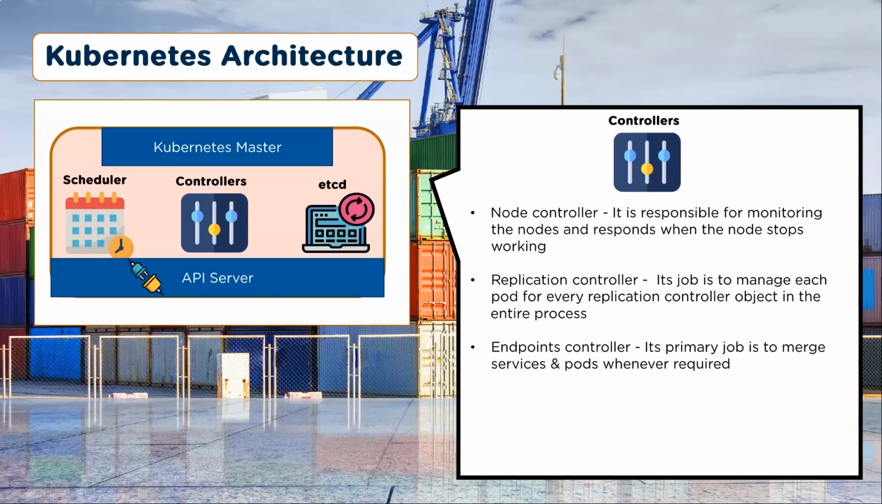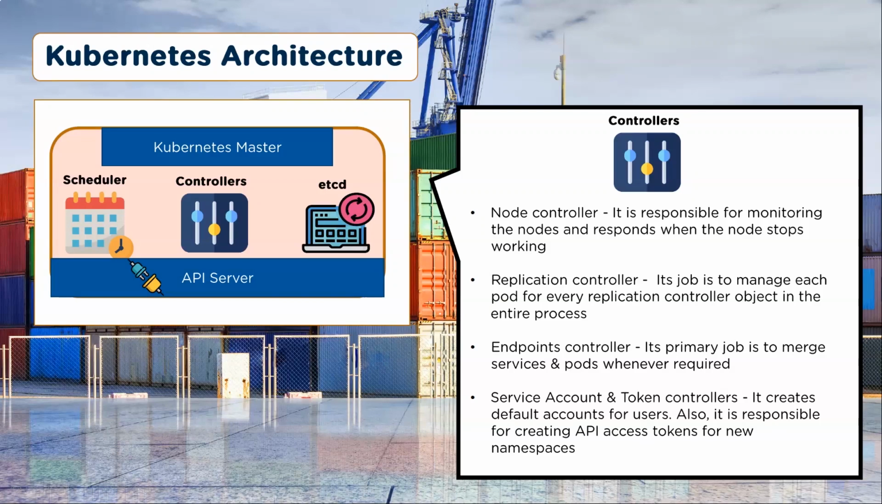Then we have the endpoints controller, which is used to join the services and pods. The requests from the services will be sent to the specific pods, and the connectivity will be established. For that connectivity, we use the endpoints controller. And then the service account and token controller. These are used so that the API access tokens can be utilized. This is used for API communications, so that the setup and modification can be performed.